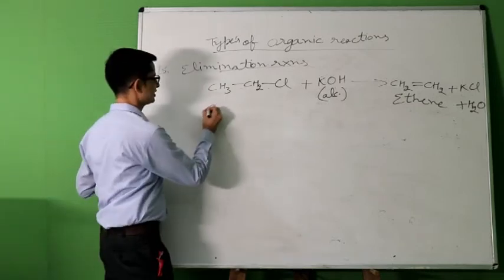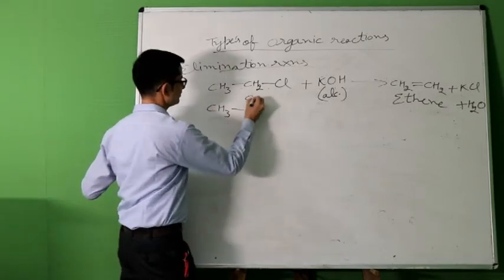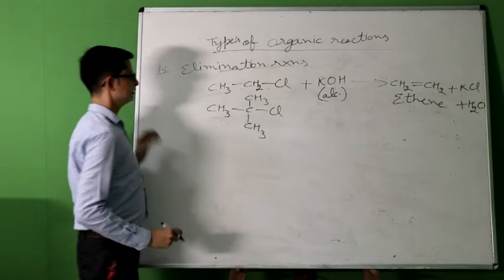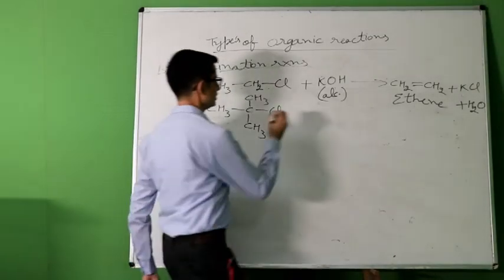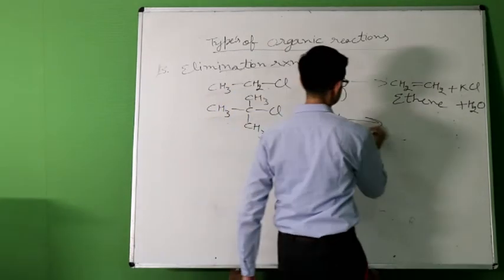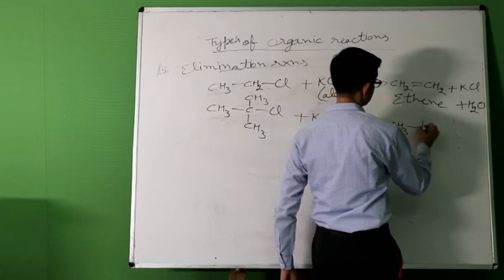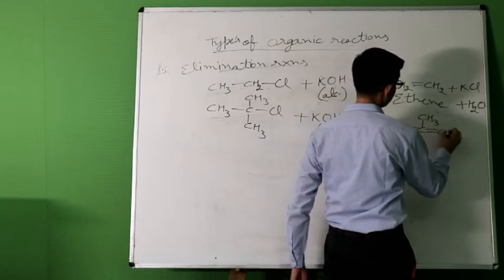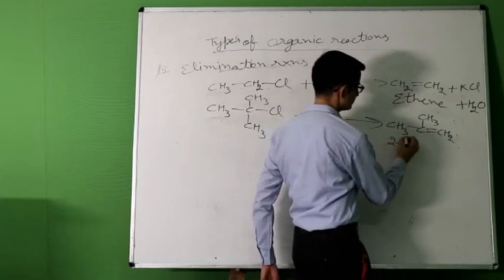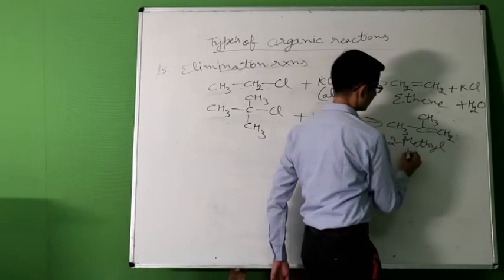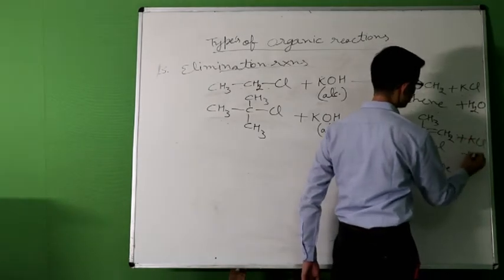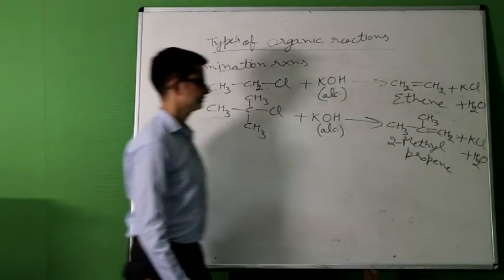So another example of elimination reactions, let's say we have tertiary butyl chloride. When tertiary butyl chloride is treated with alcoholic KOH, then the product formed is 2-methyl propene, plus KCl and water as side products.